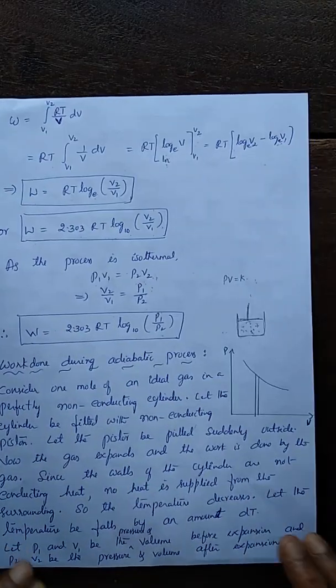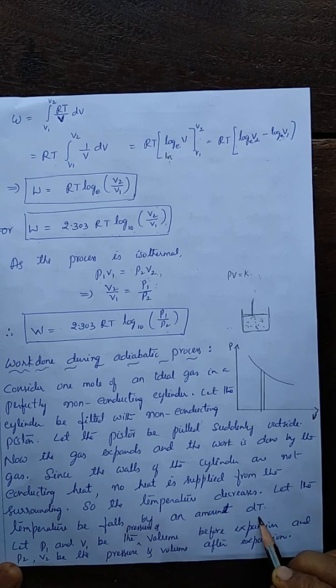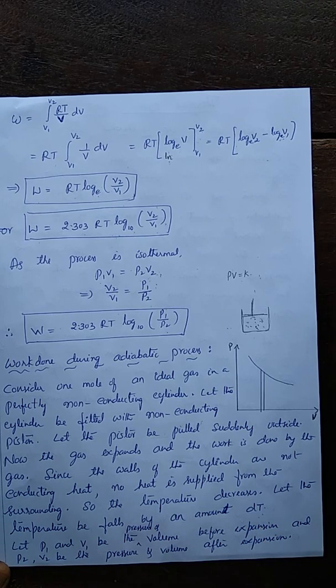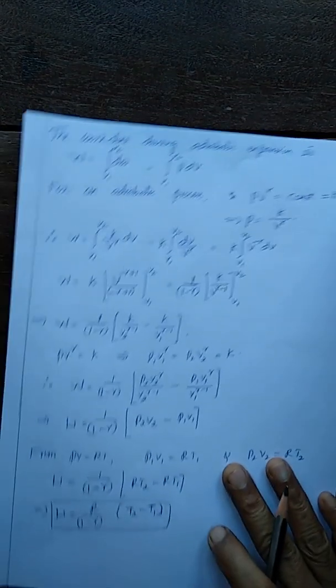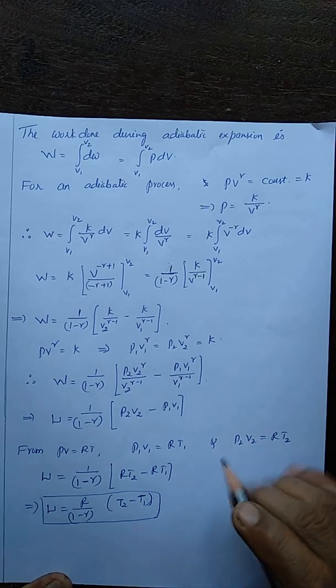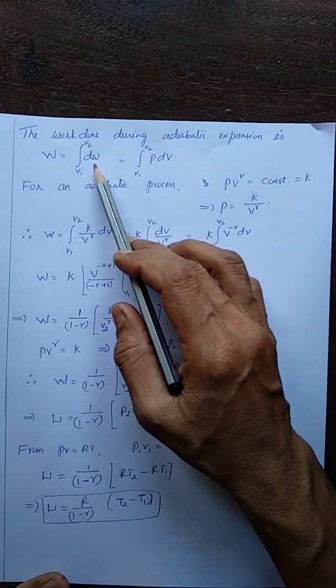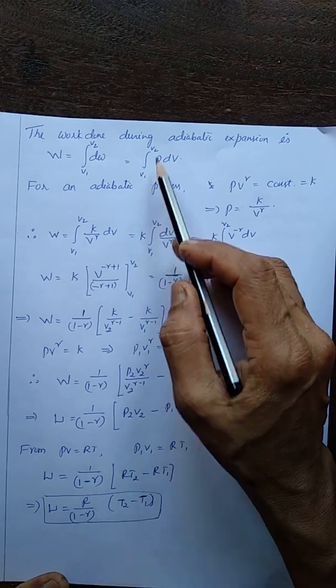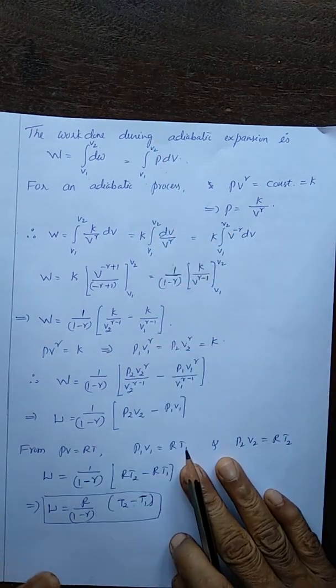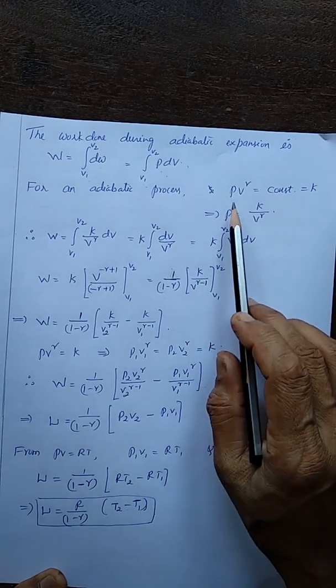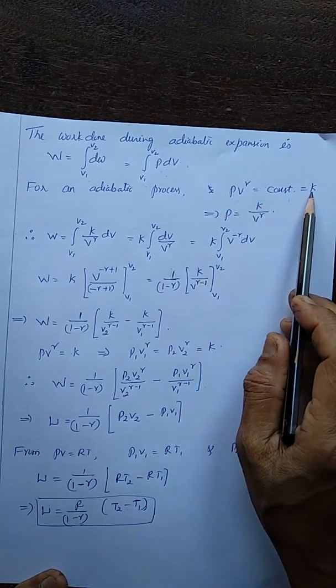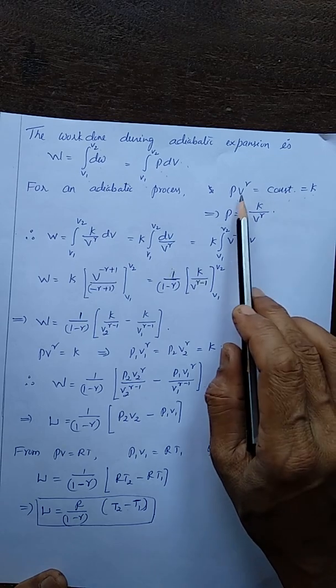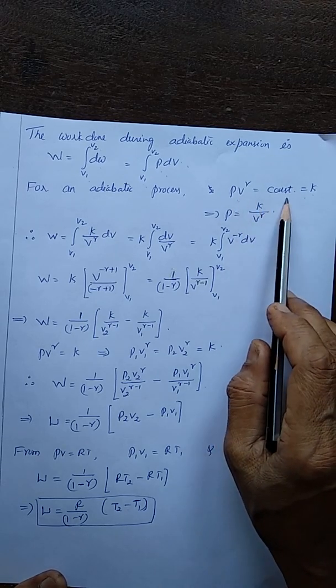Let the change in the temperature be dT. The temperature changes by an amount, say dT. P1 V1 are the pressure and volume before expansion. P2 V2 are the pressure and volume after expansion. Now, the small amount of work done for a change in volume dV is given by integration of dW between the limits V1, V2, nothing but integration of P dV between V1 and V2. For the adiabatic process, the equation is P V power gamma is a constant, say K. This is the equation for an adiabatic process. We had derived this one in the previous class.